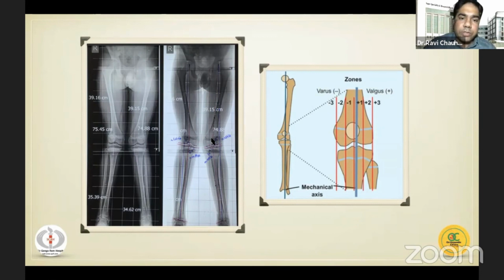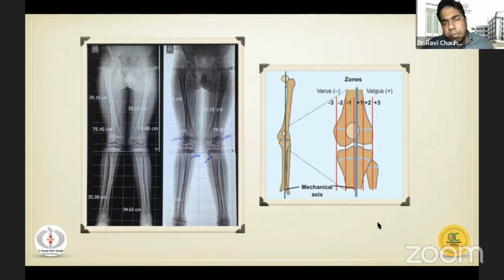This is the mechanical axis of the femur. This is the mechanical axis of the tibia. These are the joint lines. And this is the whole limb mechanical axis. There is a mechanical axis deviation. Why am I saying so? This mechanical axis deviation is very important because of this you can decide to intervene. This can give you a hint that you have to intervene and also define the degree of deformity.